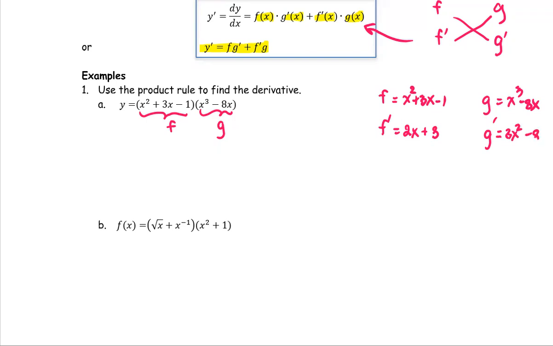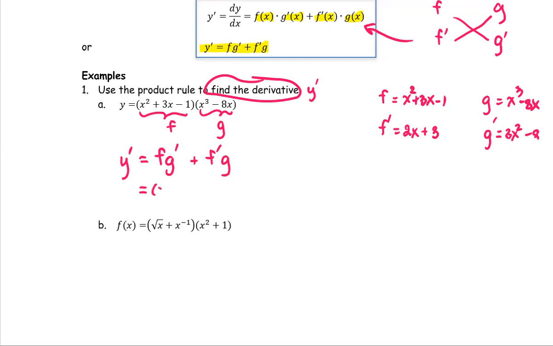Now we have all the prep work done and bring it back to the main problem. Your goal is to find the derivative, which is y prime. So y prime, based on the product rule formula, is f times g prime plus f prime times g. And then we just put the right expression at the right spot.